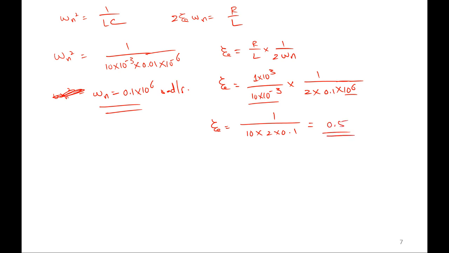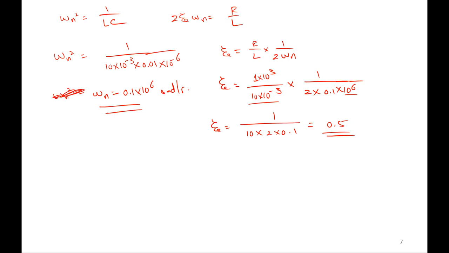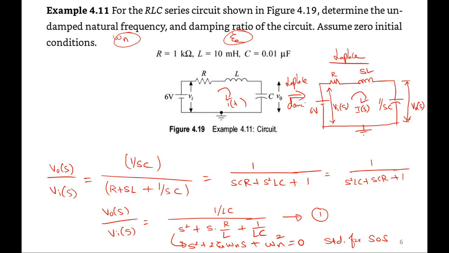Let me verify the answers here. This problem is 4.11. The value of zeta is 0.5, which is correct, and the value of omega n is 10 power 5 radians per second. I can write 0.1 into 10 power 6 as 10 power 5 radians per second, one and the same. So for the given RLC circuit, we have found the undamped natural frequency omega n and the damping ratio or damping factor zeta. Is it fine? Okay.